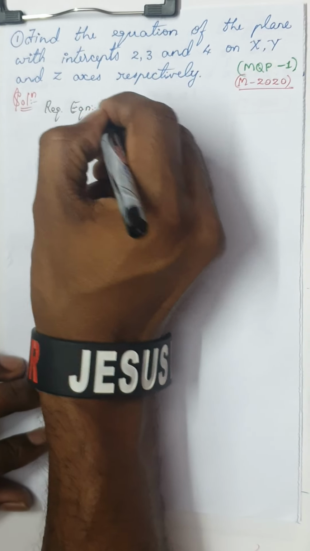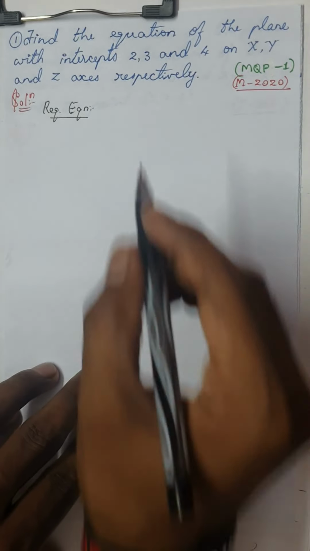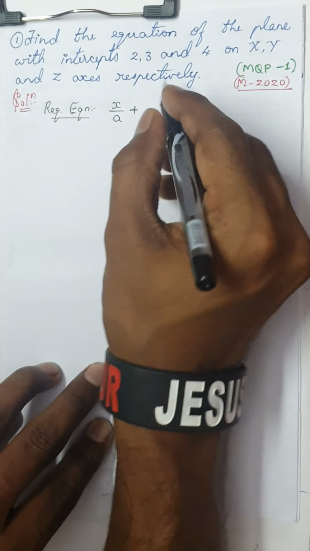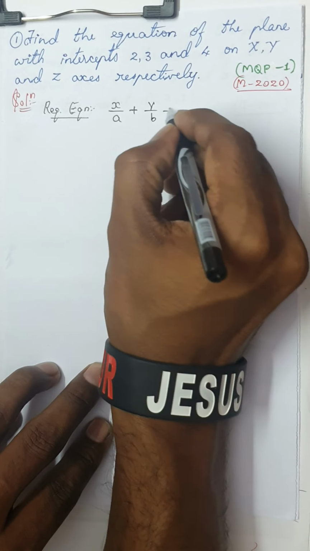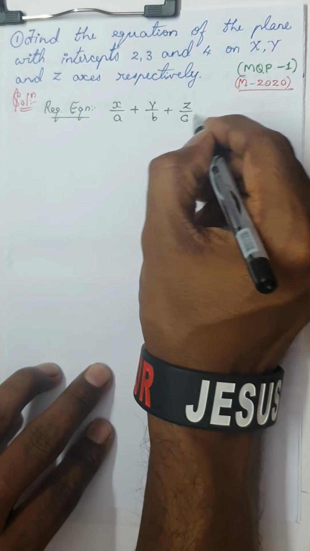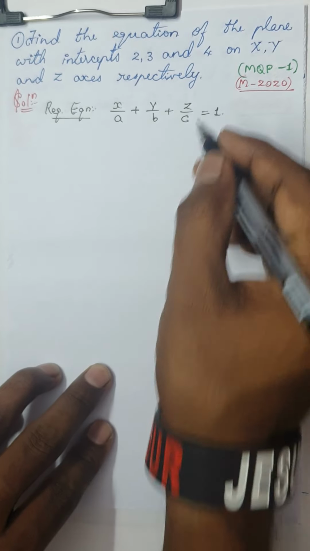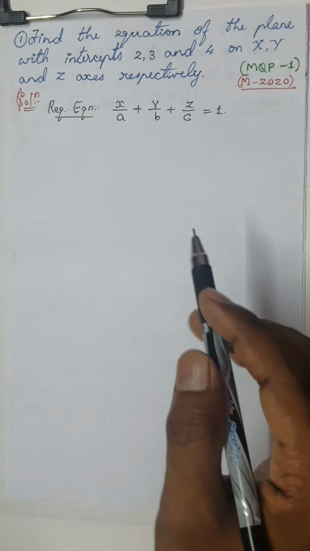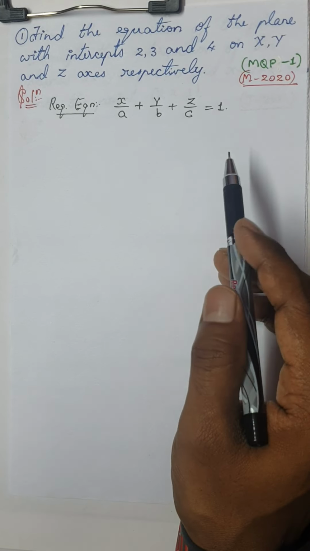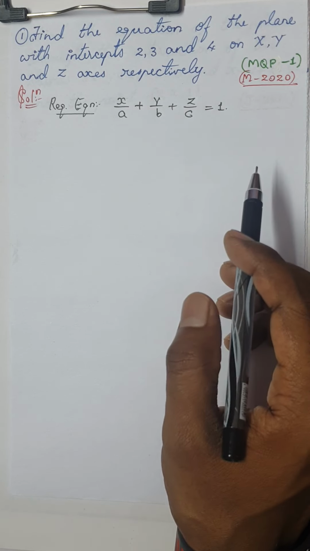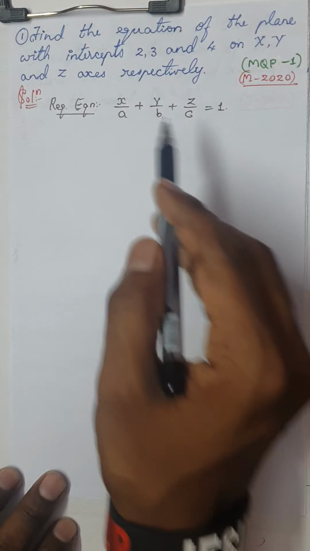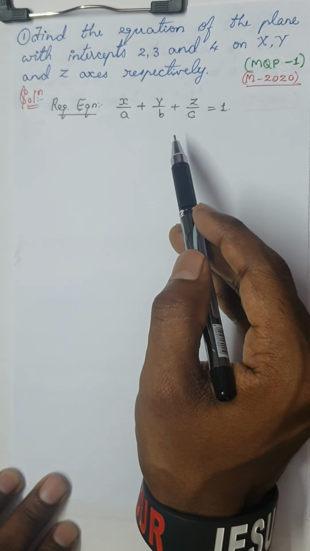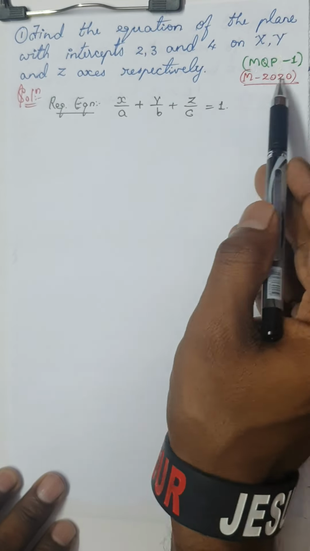For you to write the solution for this, you should know the intercept form of the plane, which is nothing but x by a plus y by b plus z by c is equal to 1. The same question I have solved in 1 mark questions. Remember, this question can be asked for 1 mark also. If they ask you for 1 mark, you can write in one single step. Otherwise you have to expand and give the answer for 2 marks.